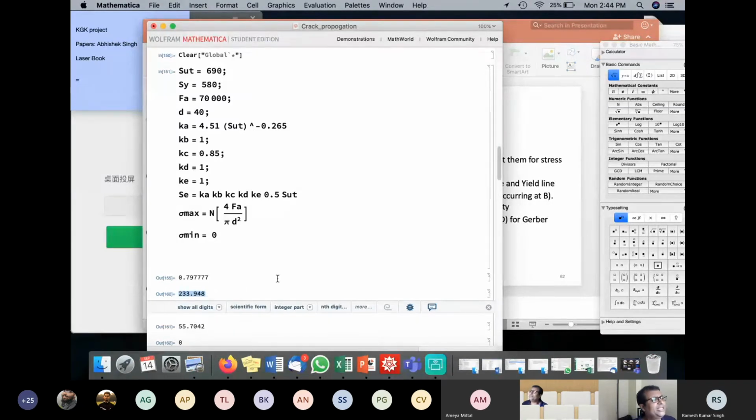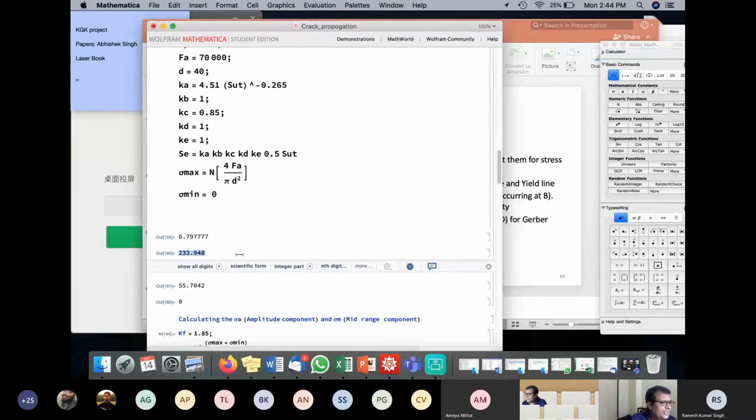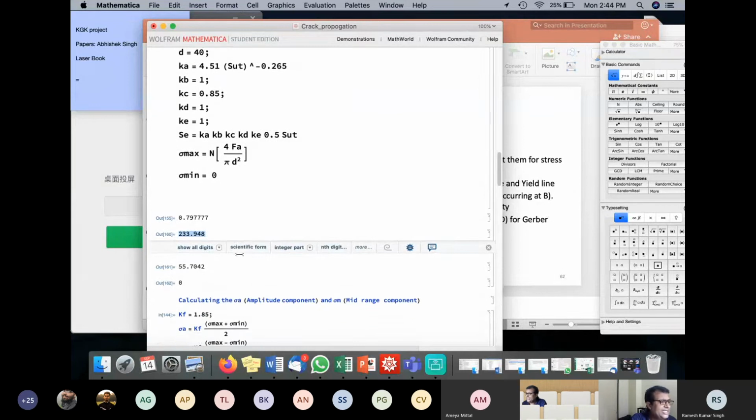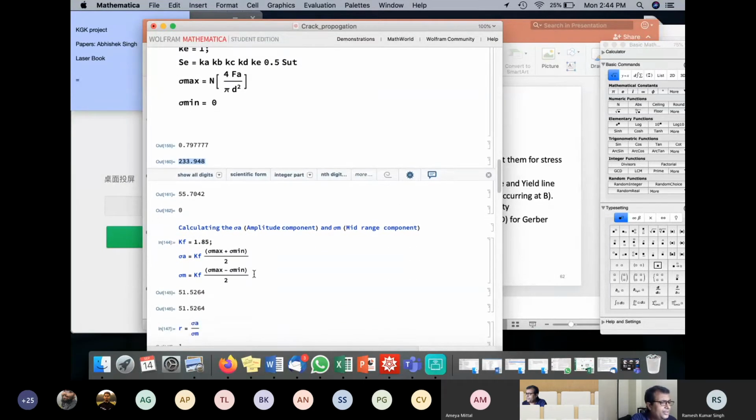Otherwise, what we would get will be 690 by 2, which is 345 or something, right? But instead of 345, because of the modifiers, you have 233. So now I have SE, I have sigma max and sigma min.